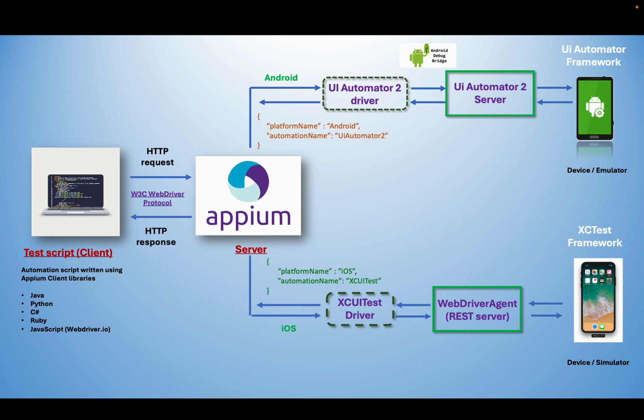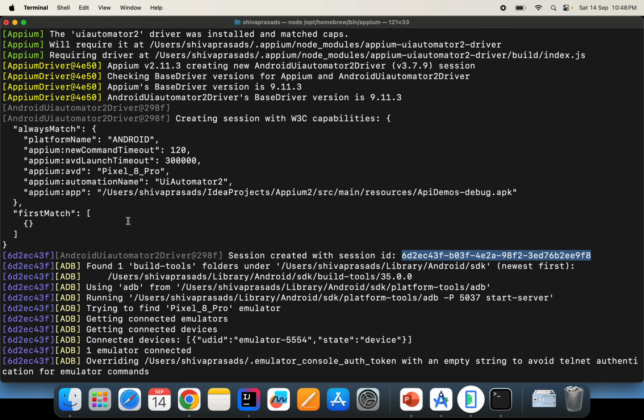Now, after that, as I told you, it creates a session with this UI Automator 2 driver. After that, with the help of ADB commands, it needs to first install the UI Automator 2 server. But before that, where does it need to install? It needs to install on the targeted emulator, right? First, it needs to form a connection with this emulator. It needs to find that emulator. Only then does it install the UI Automator 2 server. So that is what is currently happening here.